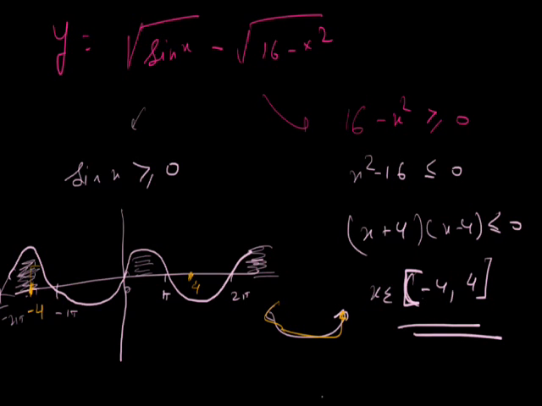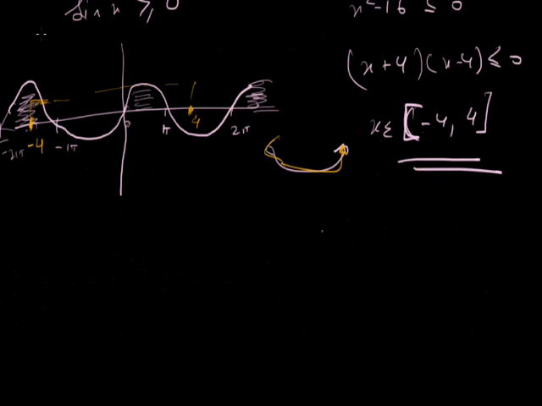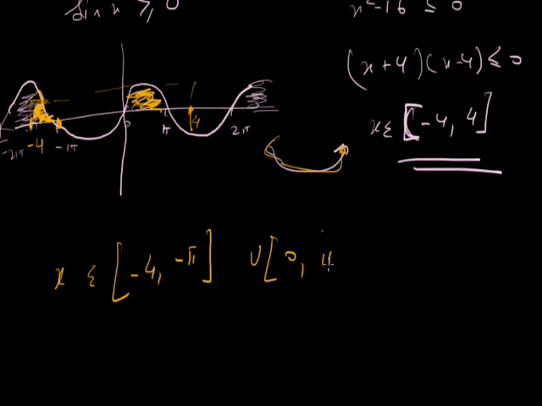Now we have to find the intersection. For the positive quantities, from minus 4 to minus pi, this function is positive, right? And from 0 to pi, its function is positive. After pi, it becomes negative, right? So we have to take only the positive parts. Therefore the domain here is x belongs to minus 4 to minus pi union 0 to pi.